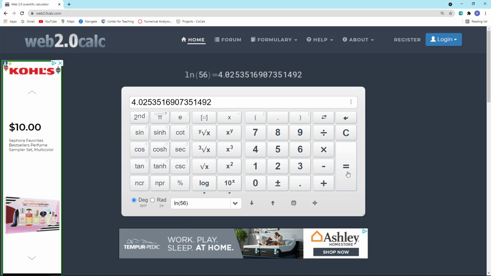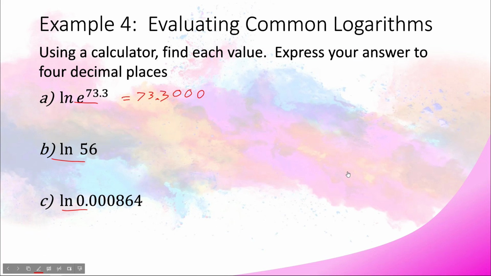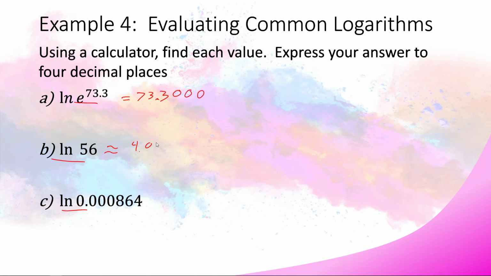And I get 4.02535. So I can write that down. This is approximately equal to 4.0253. The fifth decimal is 5. Since the fifth decimal is 5 or greater, I'm going to round up. So this will approximate to 4.0254.